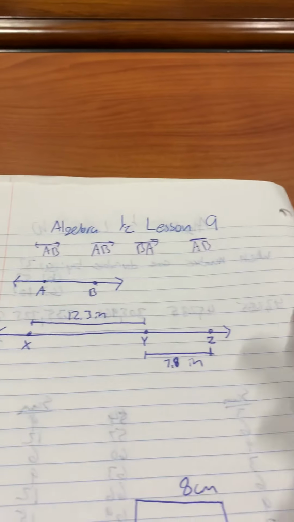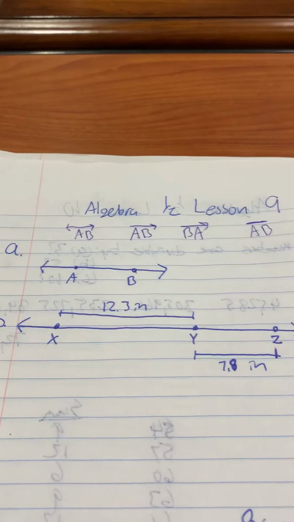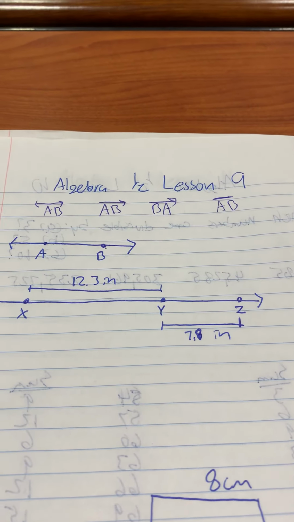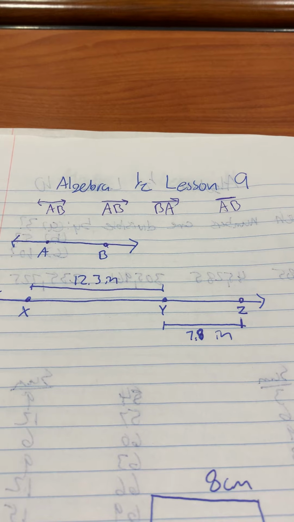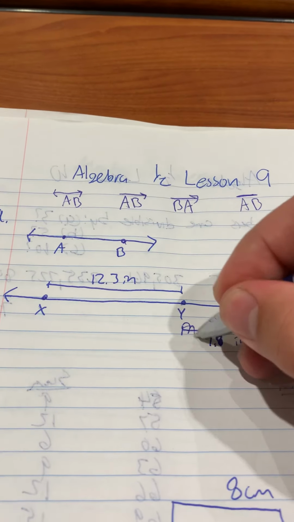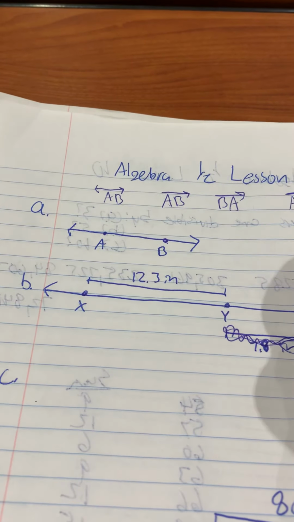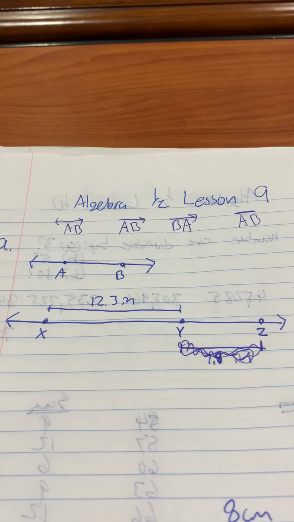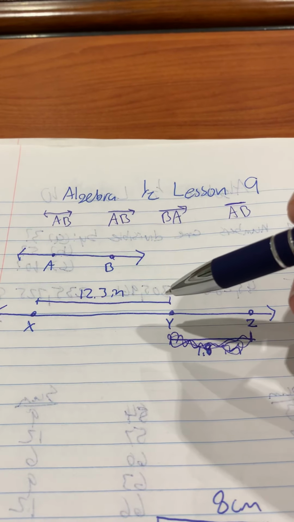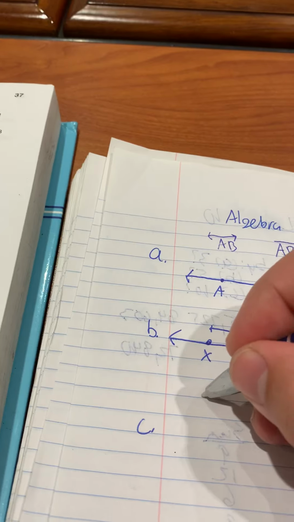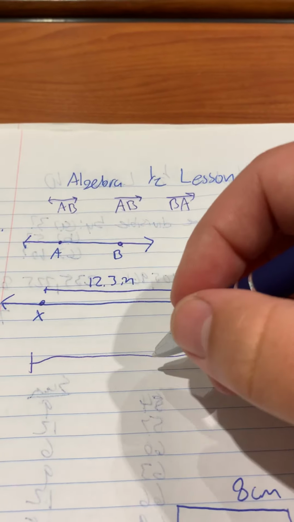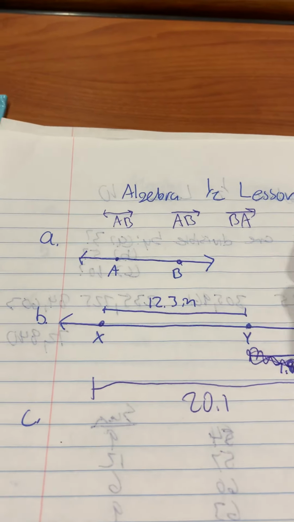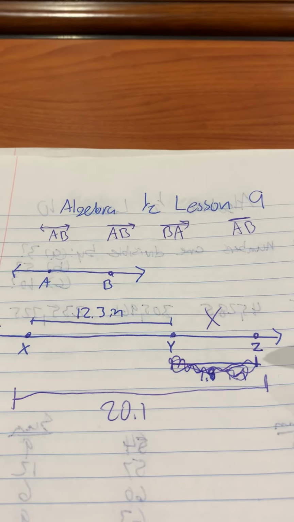Okay, letter B, we have to use some subtraction. Sorry, I actually have this mislabeled here. Okay, so we know that XY is 12.3, and we know that XZ is 20.1, and we have to find YZ.